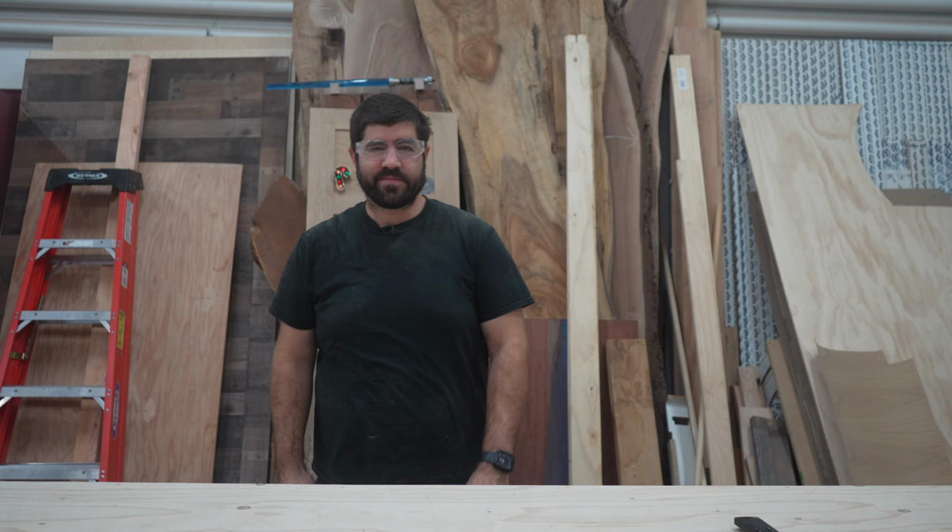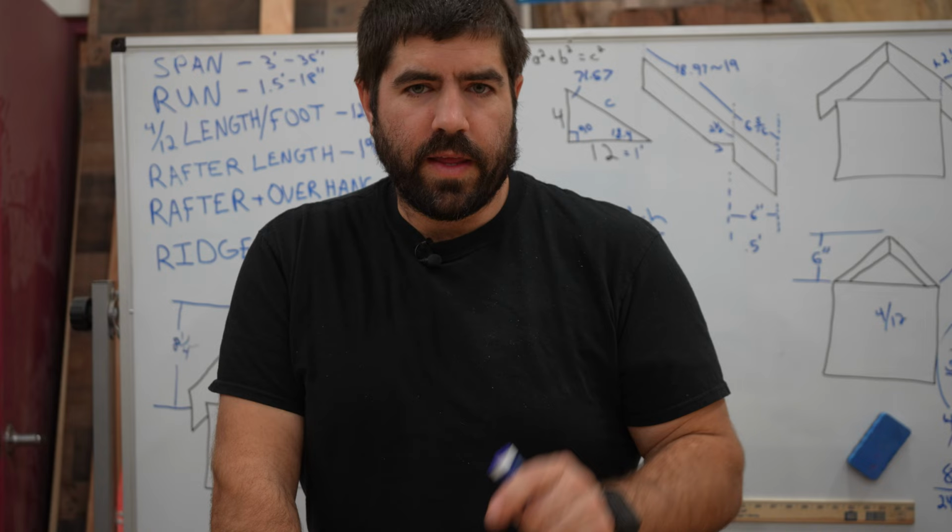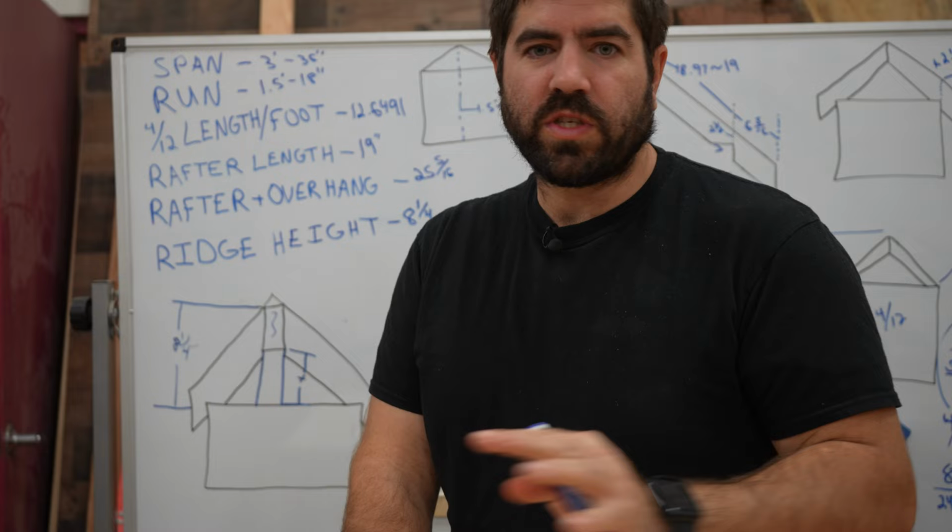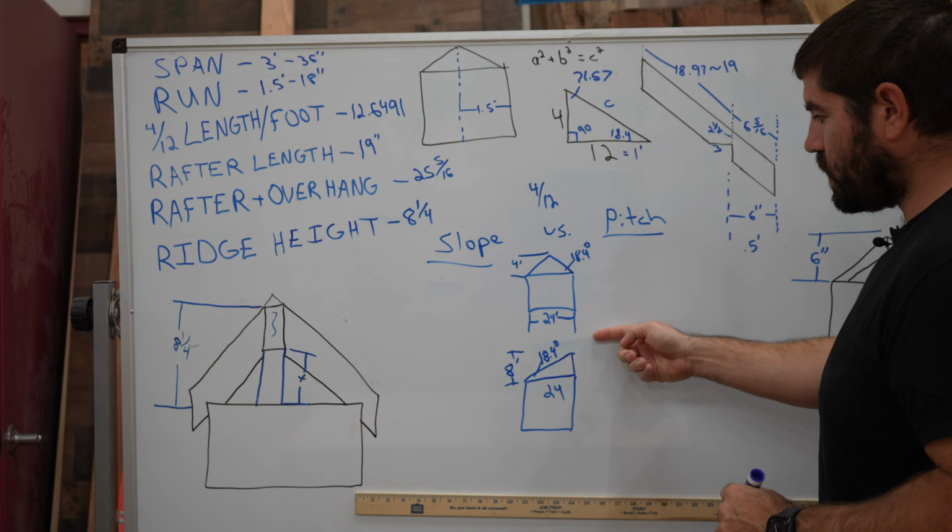Okay, there's one more thing I forgot to mention that I wanted to mention earlier, is the difference between pitch and slope. They're often used interchangeably when people are talking about roofs, but they're actually not. So here we have two buildings. This one's 24 feet span. This one's 24 feet span.